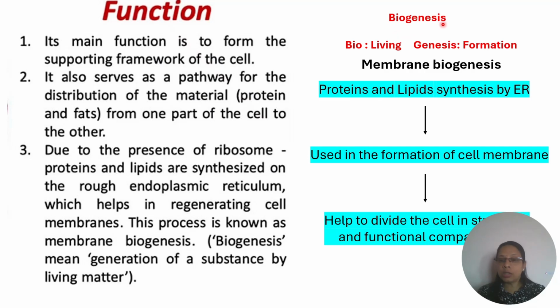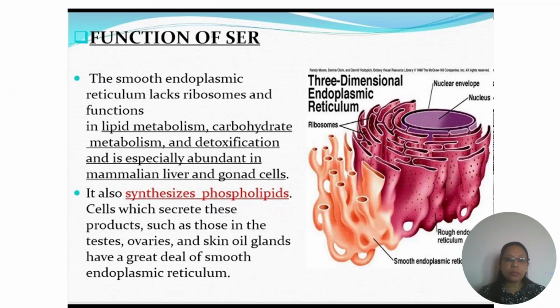Biogenesis is a general term. Bio stands for living and genesis for formation. So biogenesis means formation of any living thing from a pre-existing living thing. And membrane biogenesis is very helpful when a cell wants to divide, when it wants to form a new structure, in exocytosis, in endocytosis. This membrane biogenesis plays a vital role.